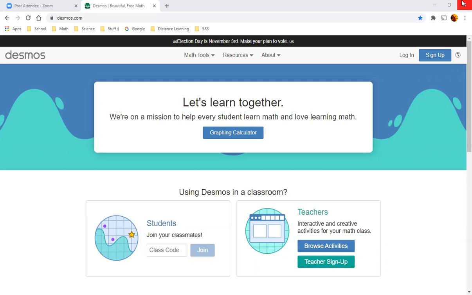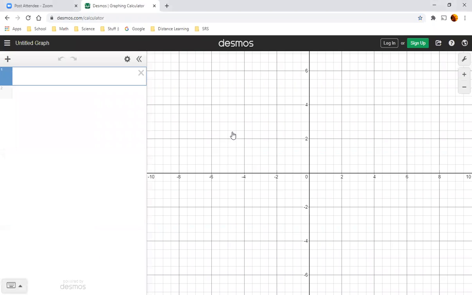And you guys have seen Desmos before, right? It's just desmos.com. So are you guys all there? Yeah. And then we're just going to go to the graphing calculator. So we're just going to click on that. And it's going to pull up this cute little graph, right?